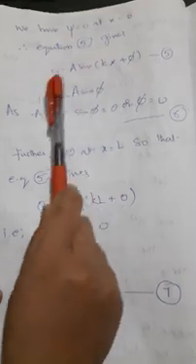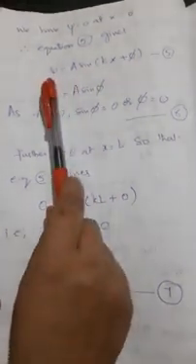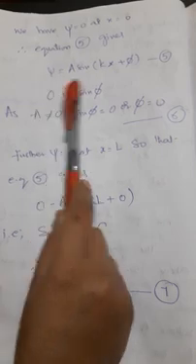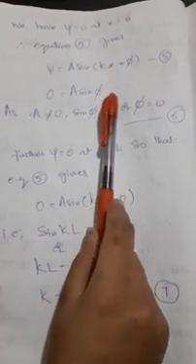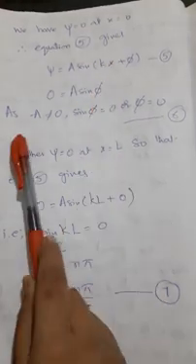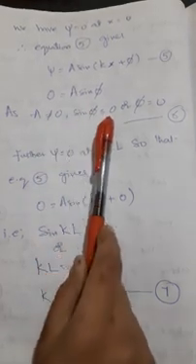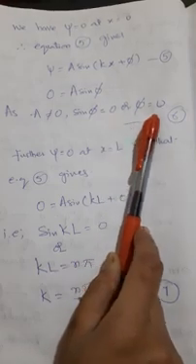Now we apply the first boundary condition: at x equal to 0, psi is also equal to 0. Therefore equation 5 can be written by substituting 0 in place of psi and 0 in place of x. So 0 is equal to A sin phi. As A is a constant and must not be equal to 0, sin phi must be equal to 0, so phi is equal to 0.